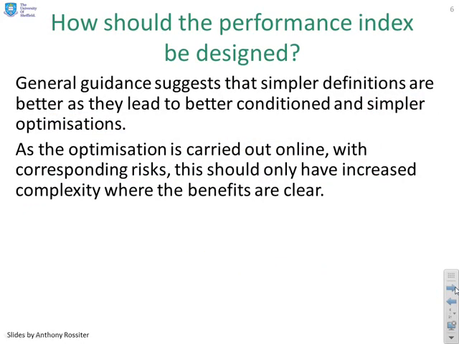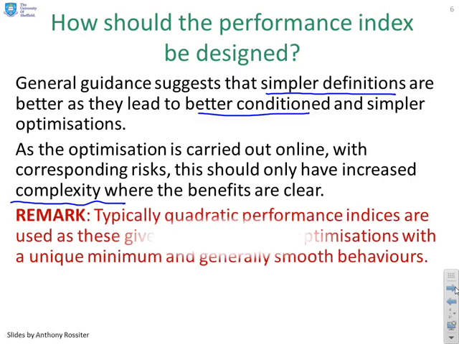So how should your performance index be designed? Well, general guidance suggests that the simpler the definition you use, the better. Because if it's simple, you'll get better conditioned and simpler optimizations. Now, as the optimization is carried out online, you want it to be well conditioned, you want it to be one that converges quickly. Because there are risks otherwise. So you should only have a more complex optimization and performance index where the benefits of doing that are clear.